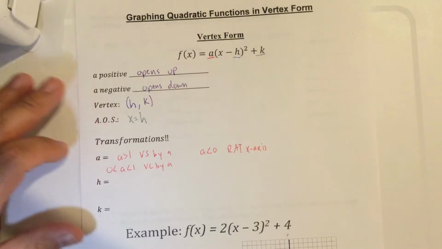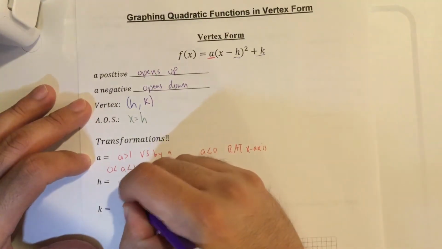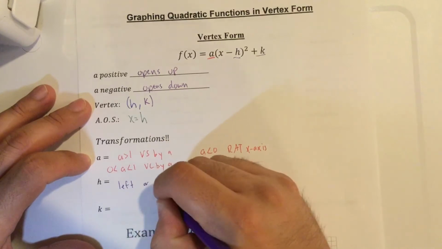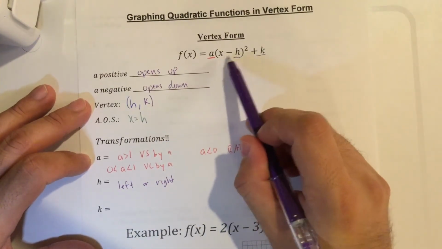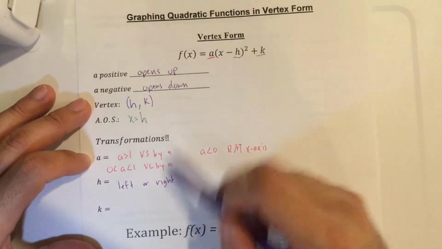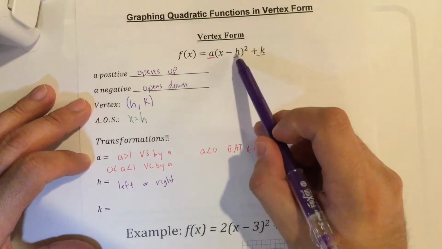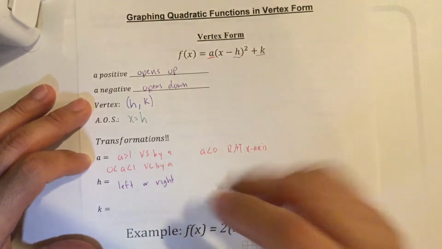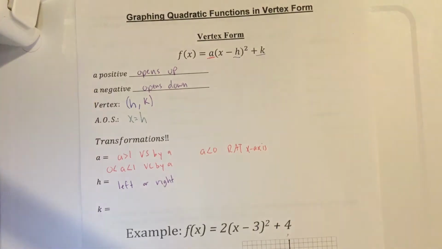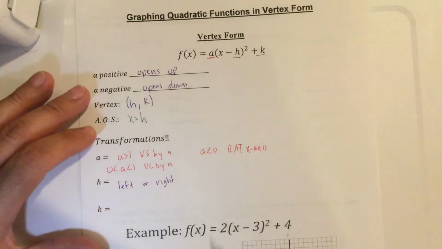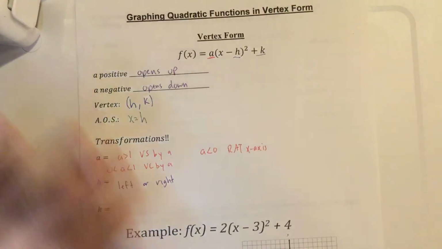All right, from here we're going to have the h value, which moves it left and right. And once again, what we see is the opposite. So if I see x minus 3, that moves to the right 3. If I see x plus 4, it moves to the left 4, because really the h is the opposite of what you see in there. And then last, we have the k value, and that's going to move your graph either up or down.